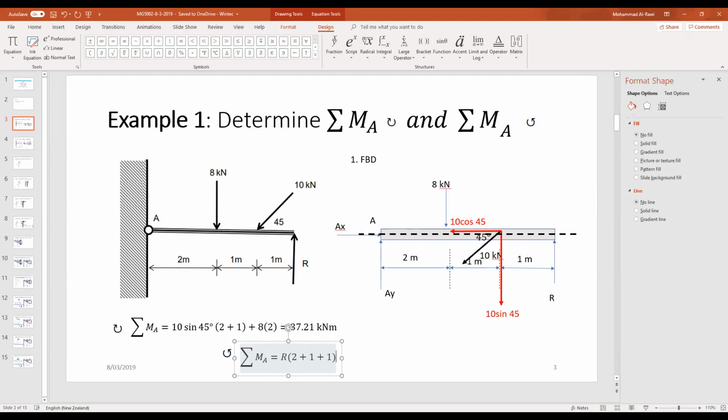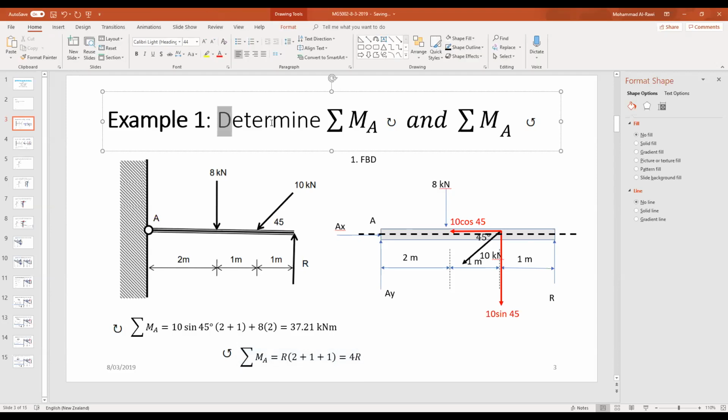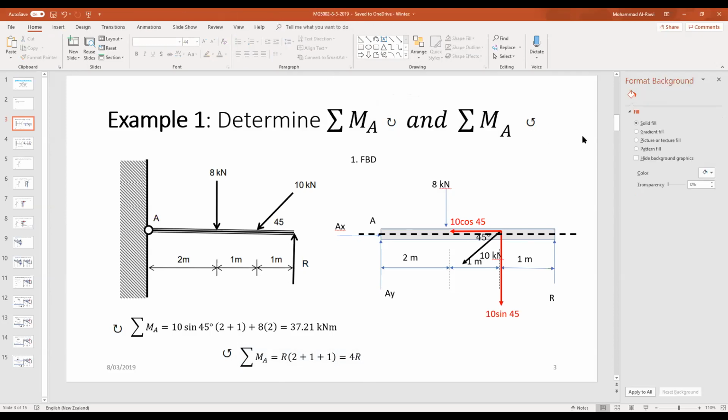All of that equals to what? Remember, it equals the answer we found earlier, 37.21. But we don't want to find that. We just want the equation. So the answer is for R. Remember, read the question. Determine the moments counterclockwise and clockwise, and he doesn't want you to find R.